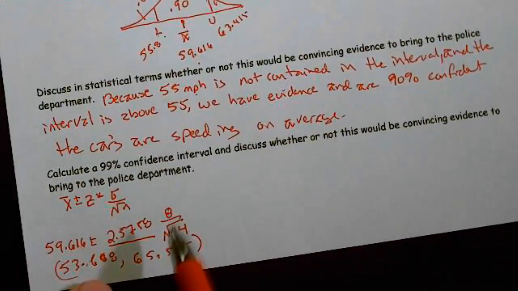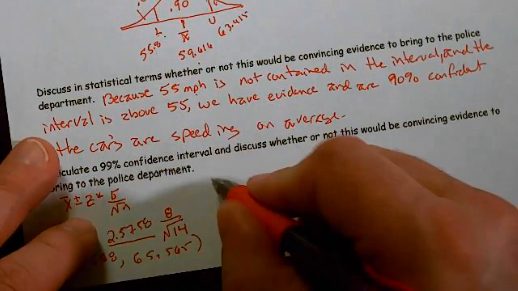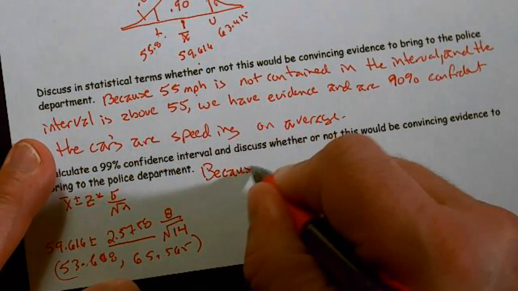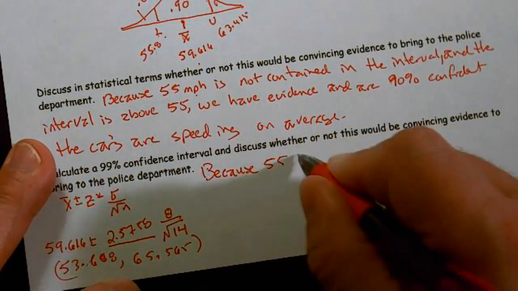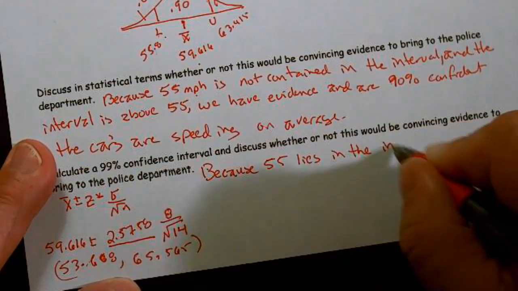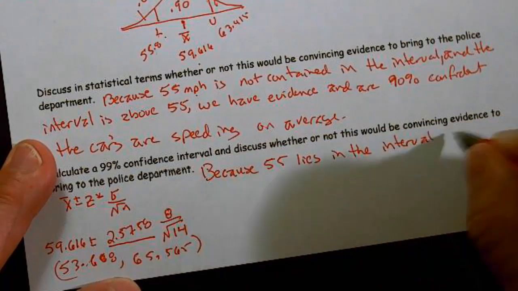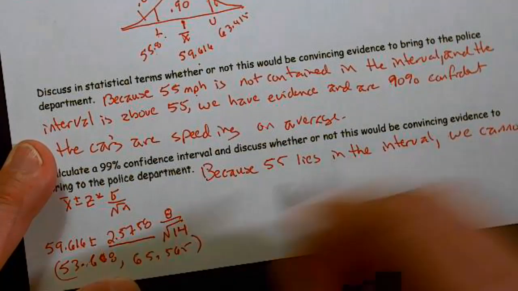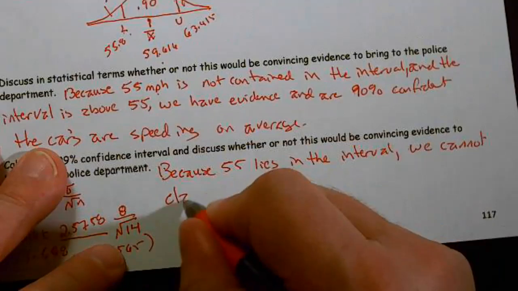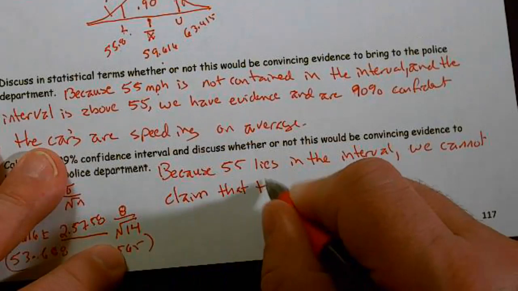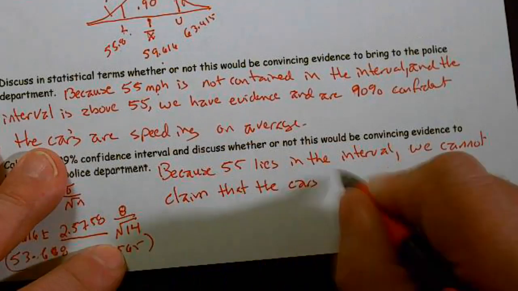Well, guess what? 55 lies within the interval. We cannot claim that the cars are speeding because 55 lies in the interval.